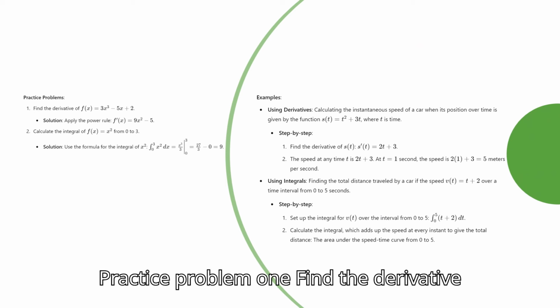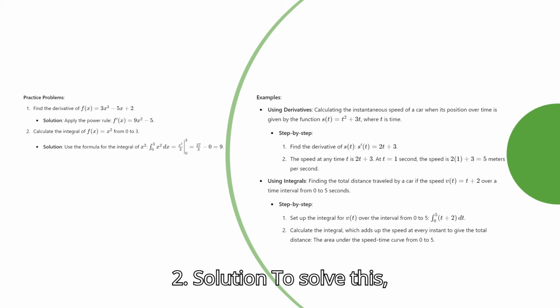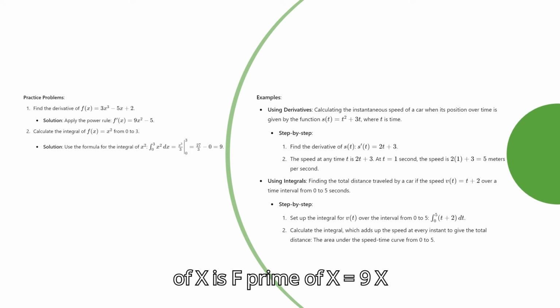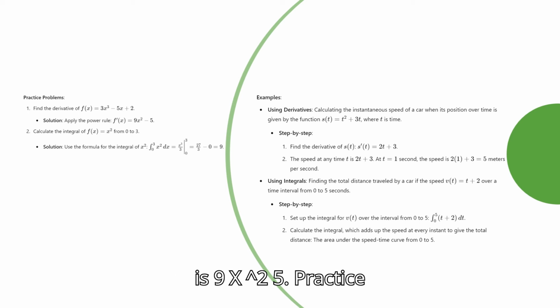Practice problem 1. Find the derivative of f of x equals 3x cubed minus 5x plus 2. Solution. To solve this, apply the power rule. The derivative of f of x is f prime of x equals 9x squared minus 5. So, the derivative of f of x is 9x squared minus 5.